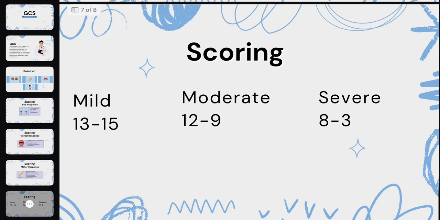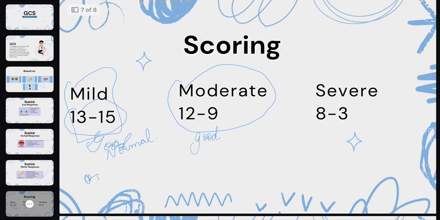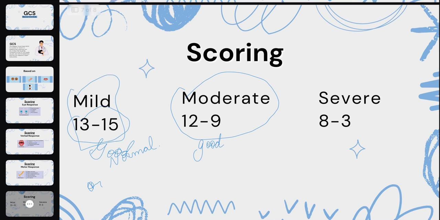So based upon the scoring, it comes out that if the scoring is between 13 to 15, then it is mild, which is often considered as good or normal, or almost normal condition. Moderate is kind of good. It just means that although there are some problems, the prognosis is definitely kind of good. But severe is a condition where the patient often goes into a deep coma. This is quite serious. That is why severe.